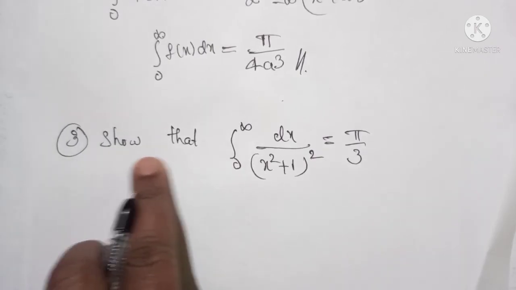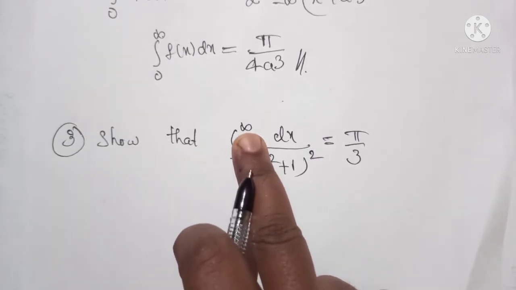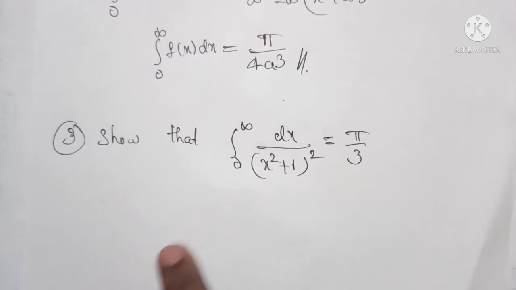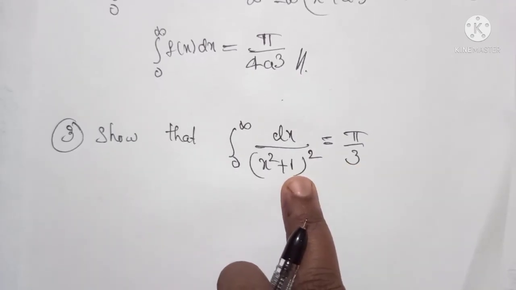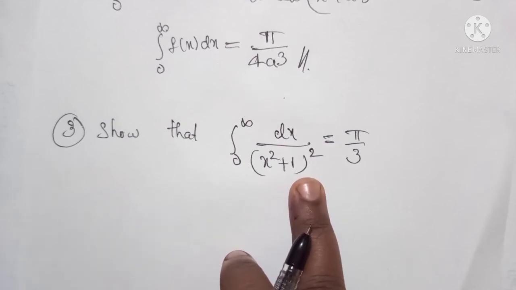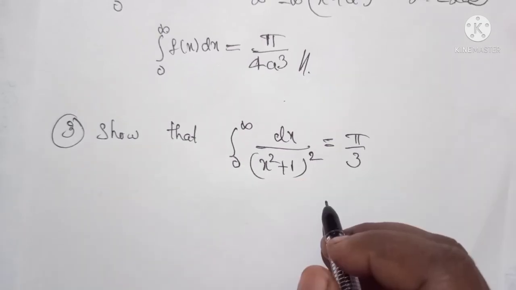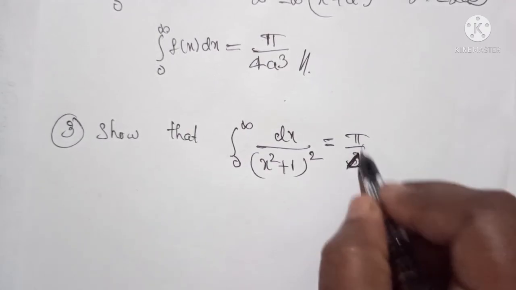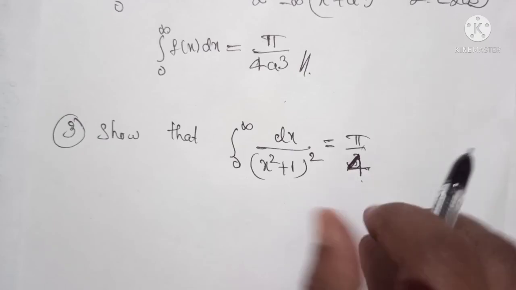Similarly we can show that the integral from 0 to infinity of dx divided by (x square plus 1) whole square equals pi by 4. Instead of a we have 1, a equals 1 here. By following the same steps you will get this answer, pi by 4. You try this by yourself.